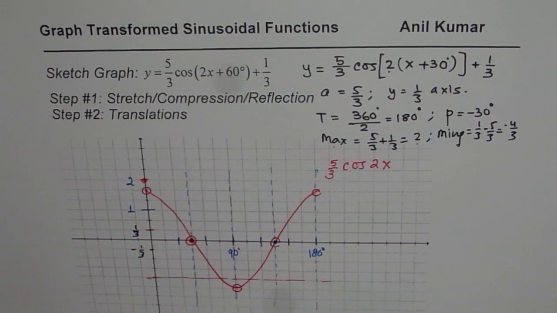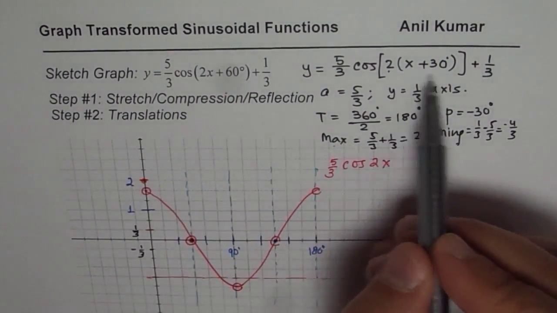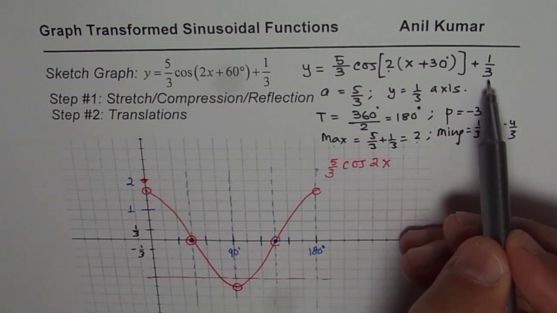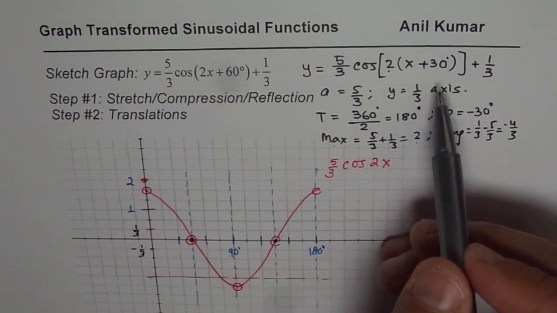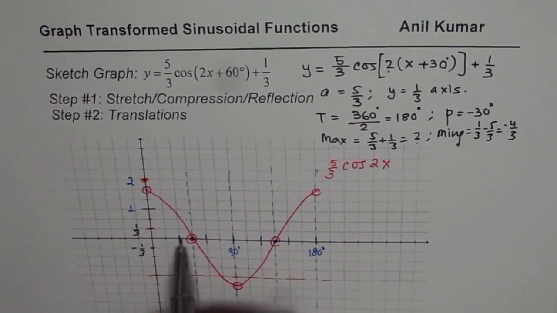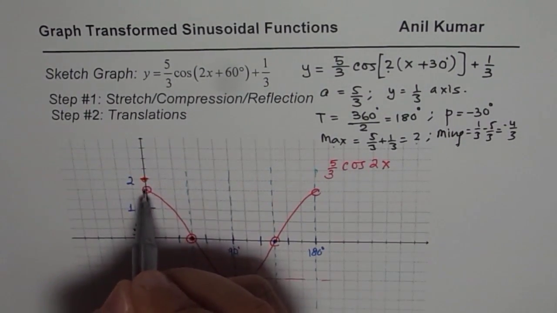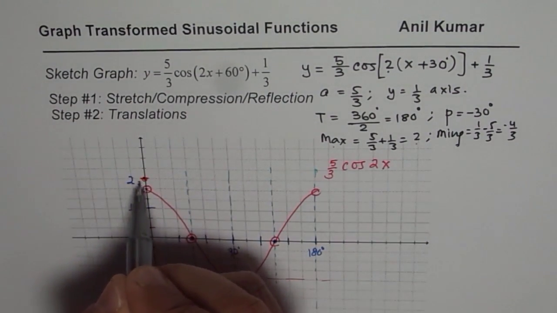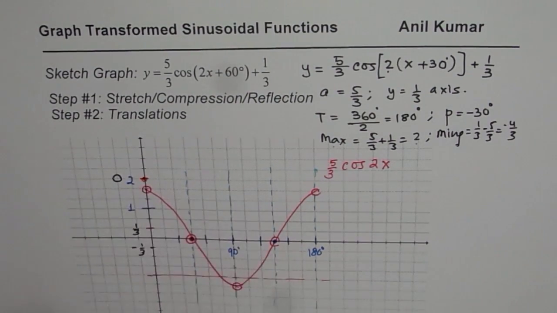Now in the second graph, what we are going to do is incorporate translations. So we have 2 translations here. One is vertical translation by 1 over 3 and the other one is horizontal translation of 30 degrees to the left, right? Now 30 degrees for us is 2 units. Do you see that? And 1 over 3 is 1 unit on the vertical side. So we have to move 1 unit up, 2 units left, which is 30 degrees. Okay. So every point will move 1 unit up, 2 left. So that is your final point for the first point.